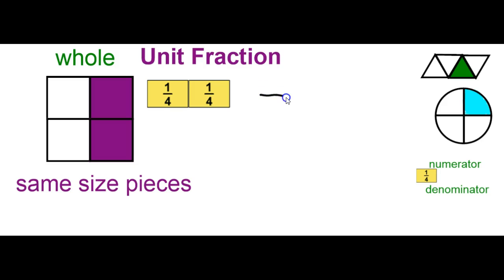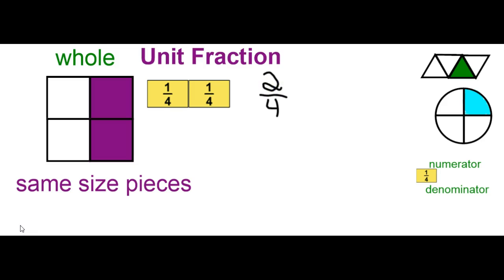We have taken our whole, and our whole is still broken up into 4 same size pieces, and then we can count how many of those same size pieces we have. How many unit fractions do we have? 1, 2. We have 2 same size pieces.